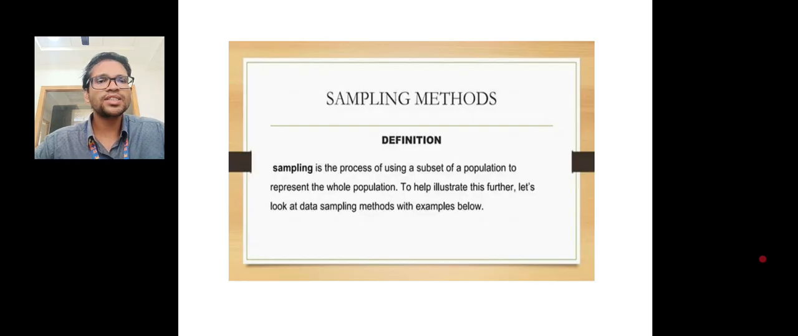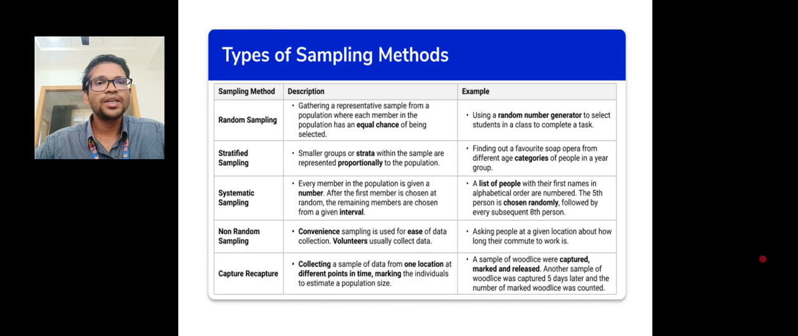Then next we discuss sampling methods. It is a process of using a subset of a population to represent the whole population. To help illustrate that further, let's look at data sampling methods with a few examples below. The types of sampling are classified into random sampling, stratified sampling, systematic sampling, non-random sampling, capture-recapture. Random sampling means gathering a representative sample from a population where each member in the population has an equal chance of being selected.